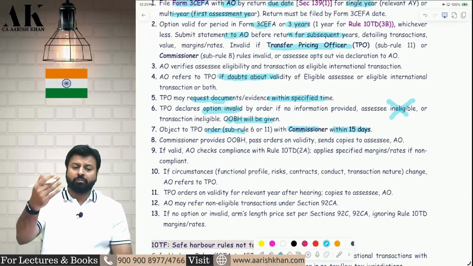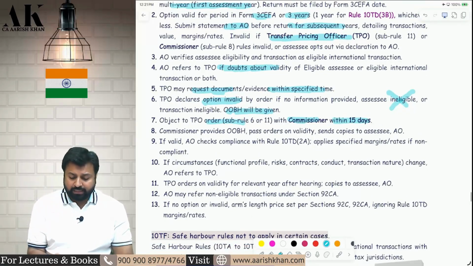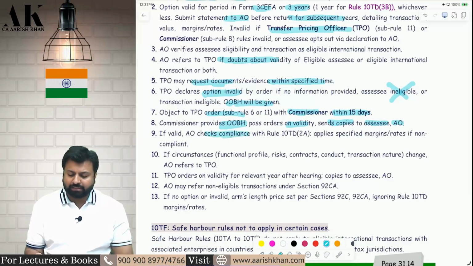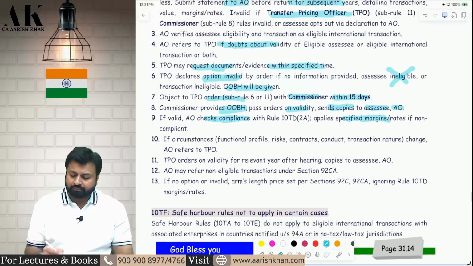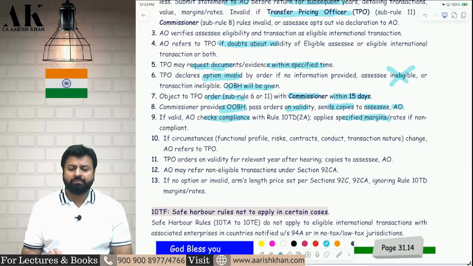You have the power to object to the commissioner within 50 days. Then the matter goes to the commissioner. The commissioner will check the validity and will send a copy to the AO and the assessee. The commissioner will check the compliance. If it is fine, then great. If it is not fine, then you have to find out the transfer pricing as per the normal provisions of the income tax law. I hope it is clear to all of you.